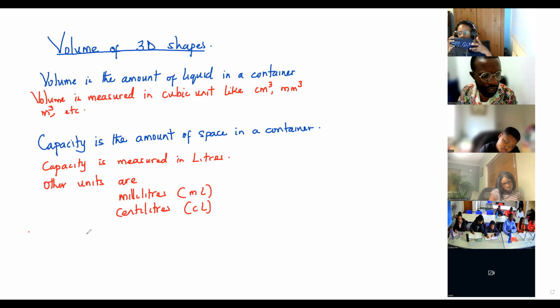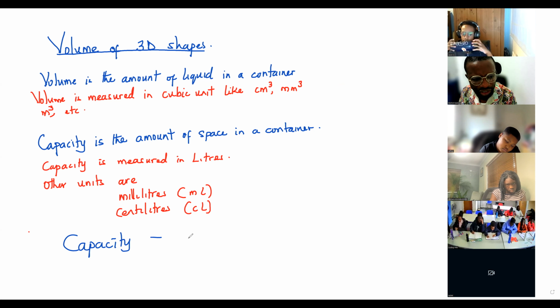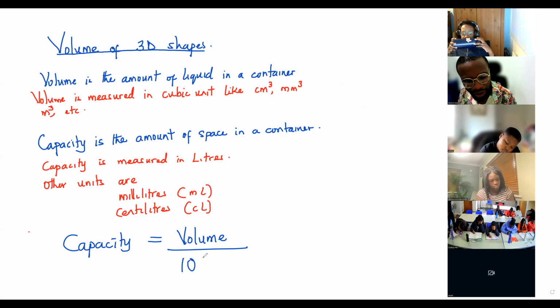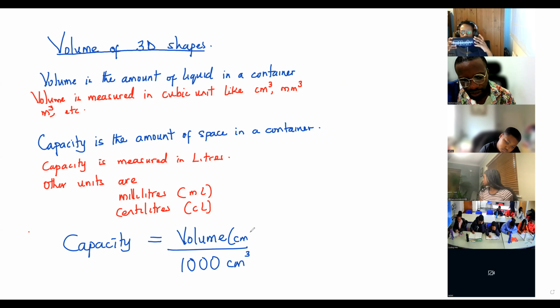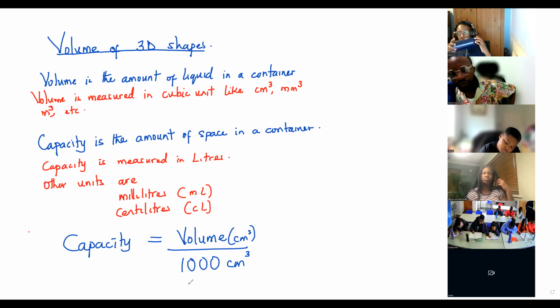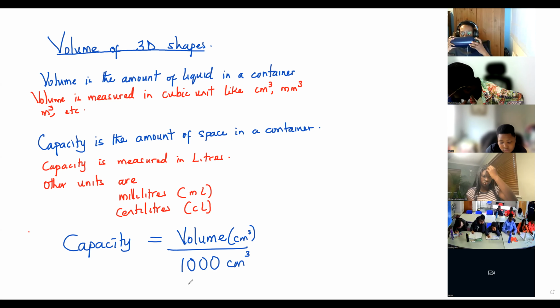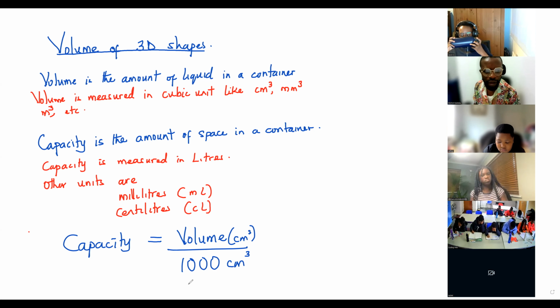So let's take this out of the way. Capacity equals volume in cm cube divided by 1000 cm cube. So quickly, I want us to work out capacity. Write this down.